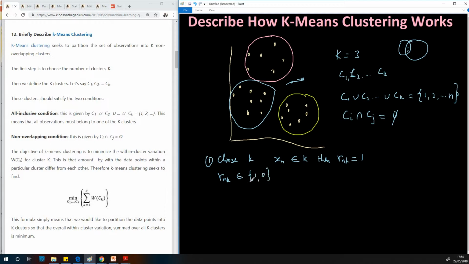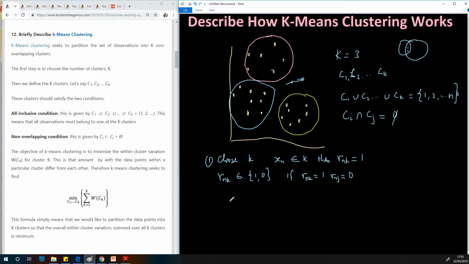Okay. So if rnk is equal to 1, then rnj is equal to 0. What it means is that once the data point xn belongs to a cluster k, then that data point cannot belong to any other cluster in the space. So it's going to be 0 for cluster j once it is 1 for cluster k.